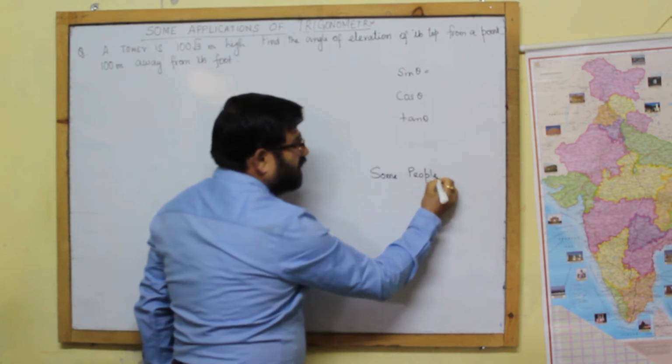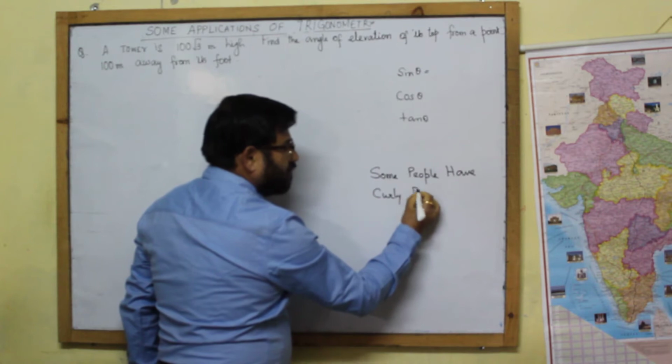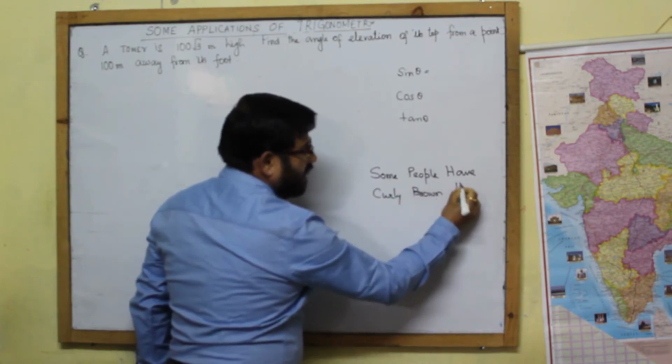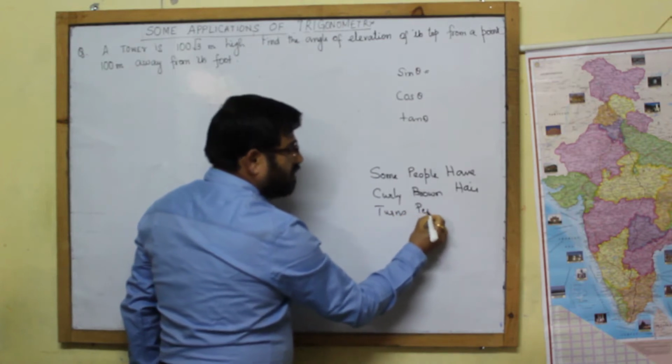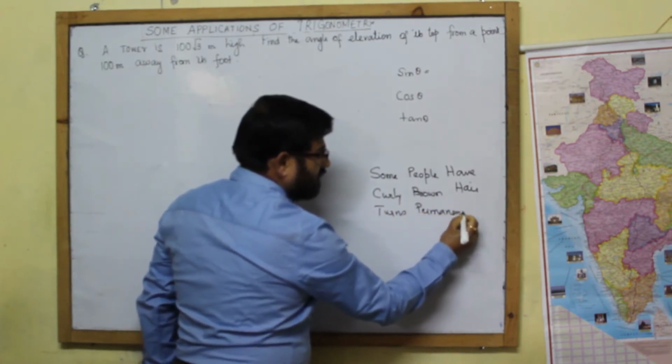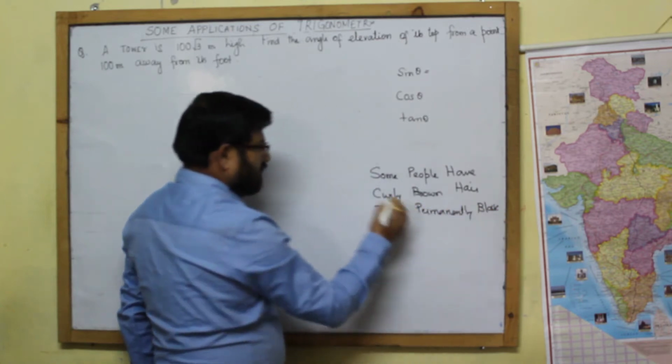Some people have curly brown hair turns permanently black. Now what is the logic for this?